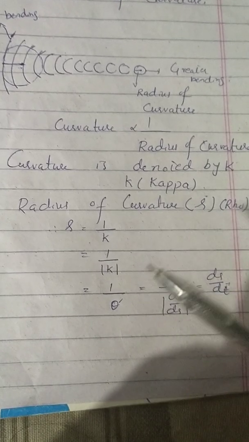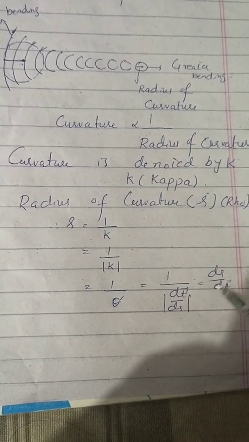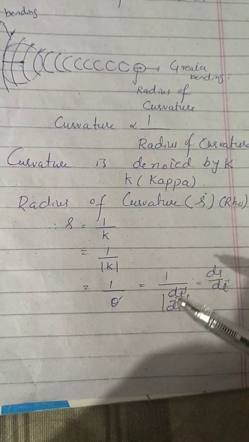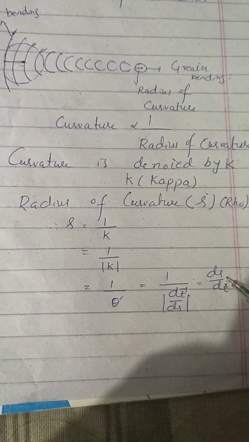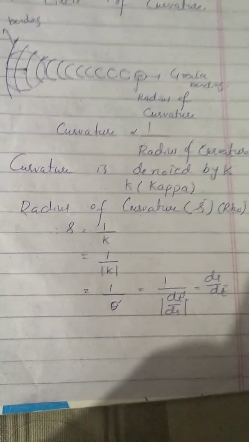Here we substitute the mathematical value of k, which is equal to dT by ds, and also put a mod on this. So we shift ds to the numerator and we get a result like this, ds by dT. So here rho is equal to ds by dT.